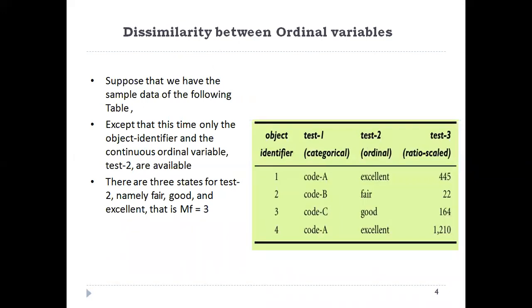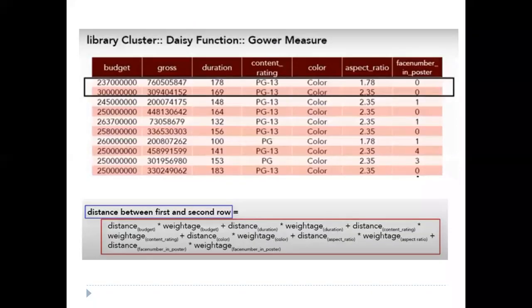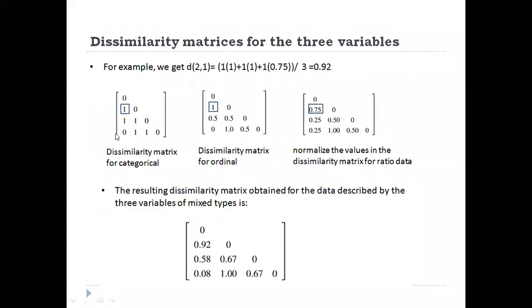This is the real formula and concept of Gower similarity, but to understand it, you have to really understand what happens for categorical variables, ordinal and ratio data, and binary variables, asymmetric binary and symmetric binary, things like that.